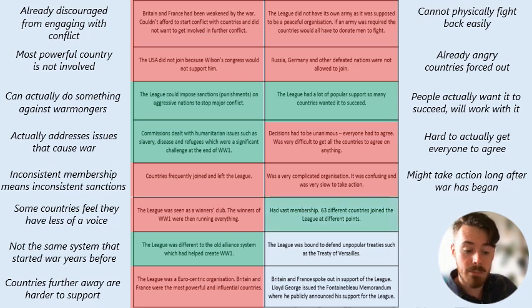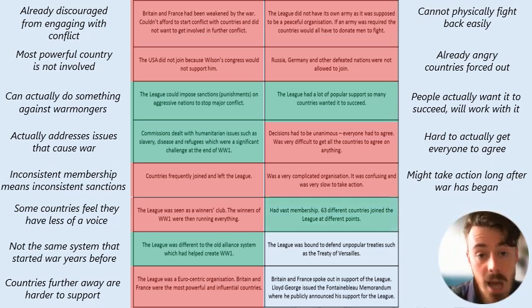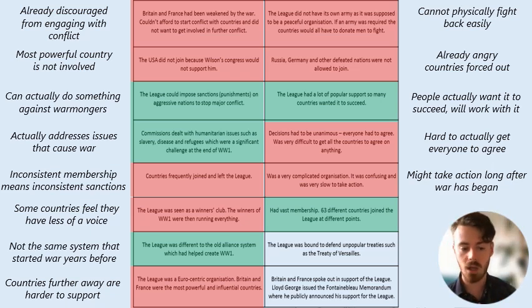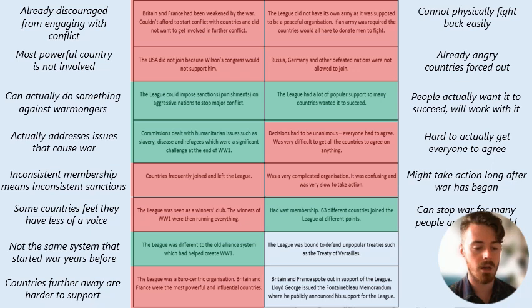The League also did have a lot of members, 63 members. It was the largest worldwide international organisation of its time, but it just wasn't the world. It wasn't everywhere. It was mostly European countries, like we said before. So it could stop war for some, but not for all.